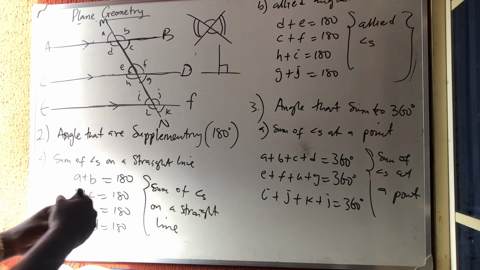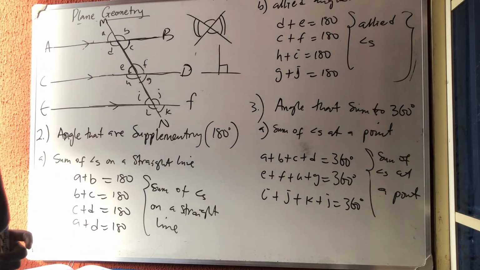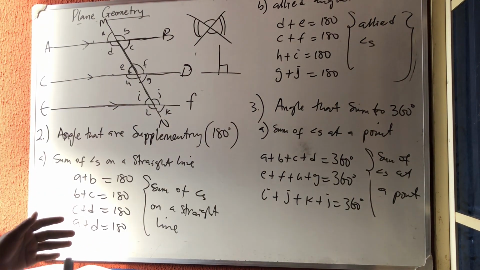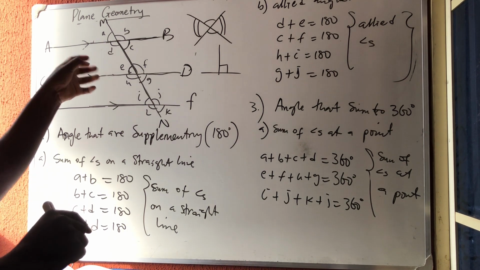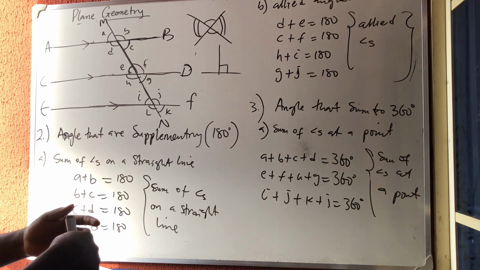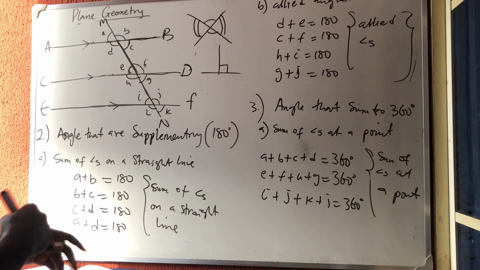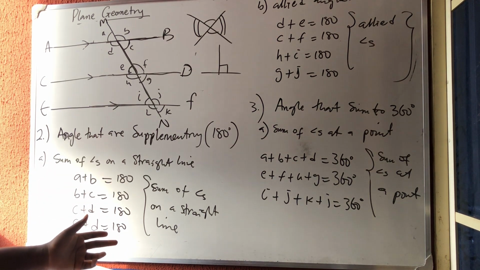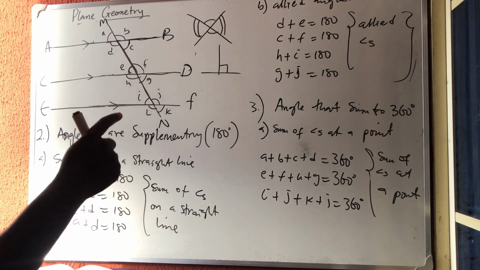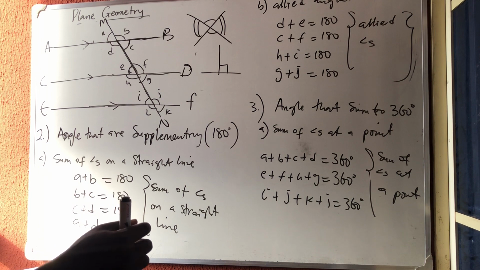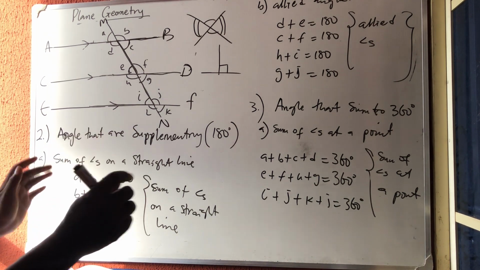So if you look at this now, it is very easy to remember. The first one, they are 3 in number. The first one is called angles that are equal, and they are 3. Then you go down to the second one, angles that are supplementary, they are 2, which is what? Sum of angles on a straight line and allied angles. Then the last one, which is what? Angles that sum to 360, they are just 1.